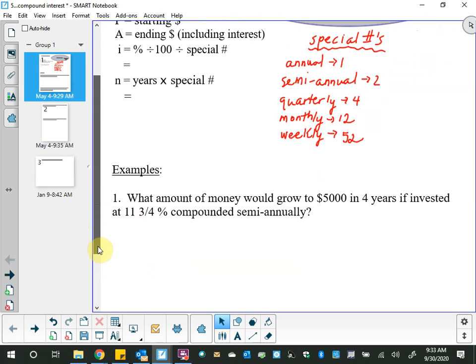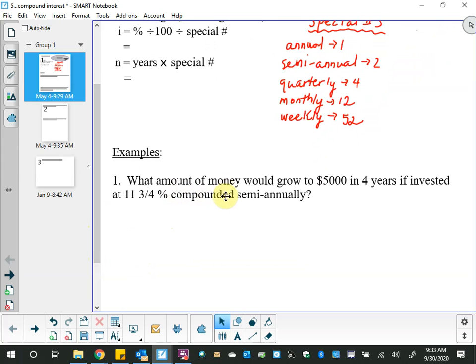So the first thing I look at here is I see the word compounded, which tells me I'm in compound interest, and it also tells me that I can dig out my list. So I will, for the next 2 lessons, dig out a list so I know where to put stuff before I start the main formula. So P is the amount of money. Better read the question. What amount of money would grow to $5,000 in 4 years if invested at 11.75% compounded semi-annually? So semi-annually is that 2.